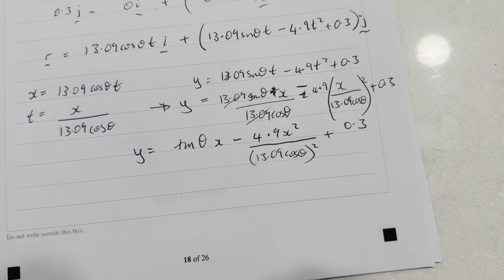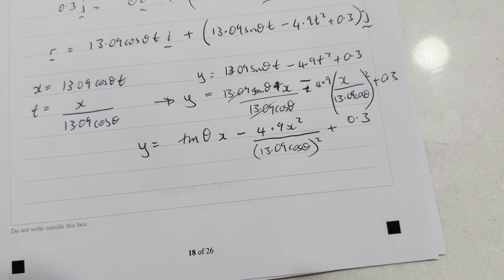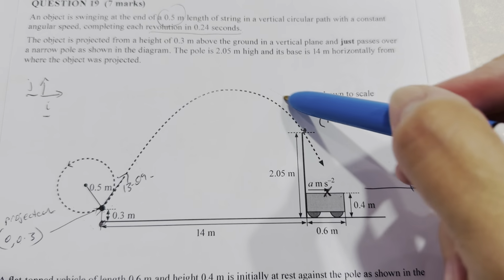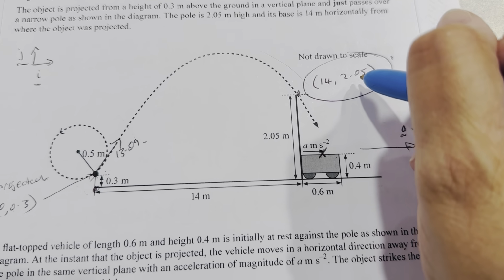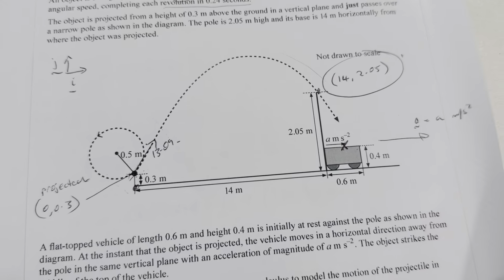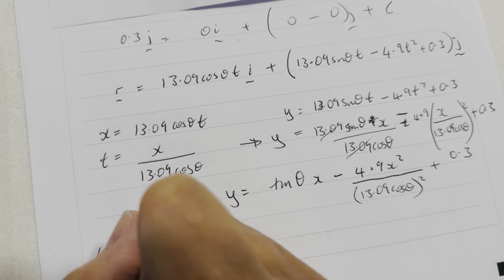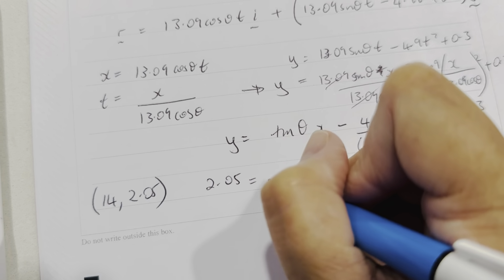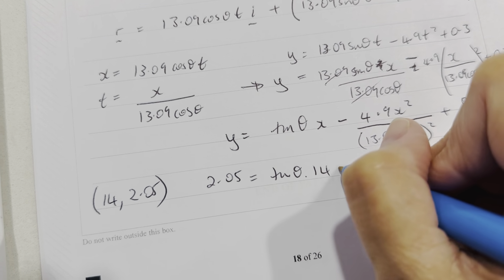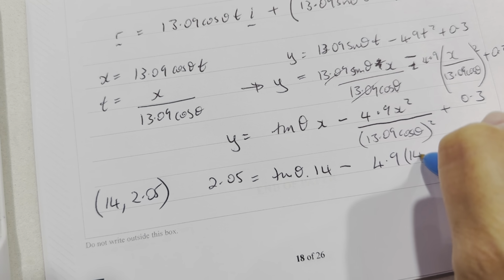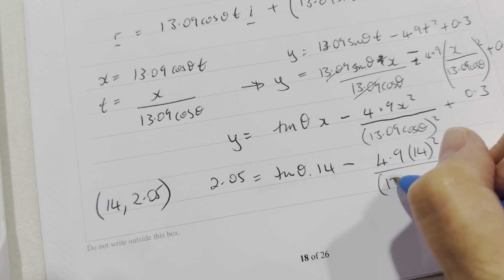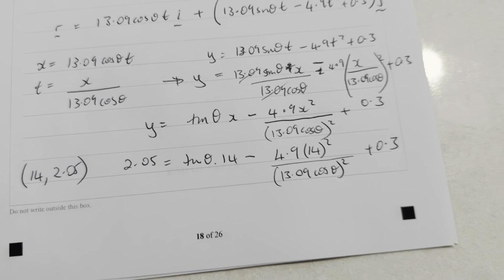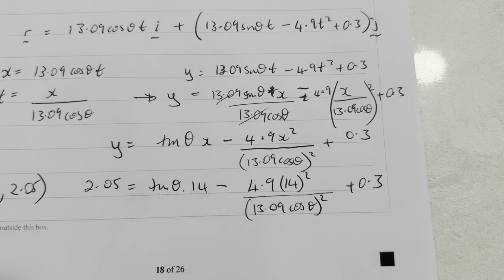So for that Cartesian equation, we're missing our theta, but we do know that this projectile motion goes through this point, 14.205. So that's my point I'm going to put in. So I'm going to sub in 14.205. So that's 2.05 equals tan theta times 14 take away 4.9 times 14 squared over 13.09 cos theta squared plus 0.3. We want to solve this for theta, don't we?